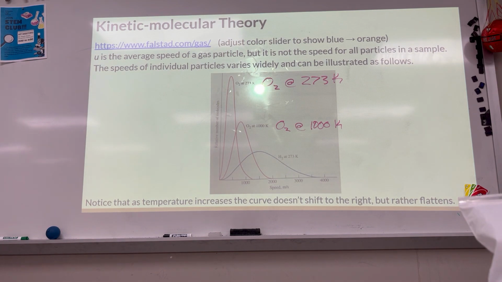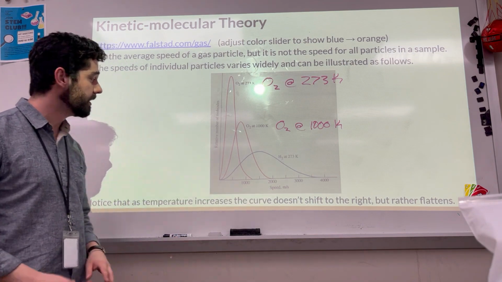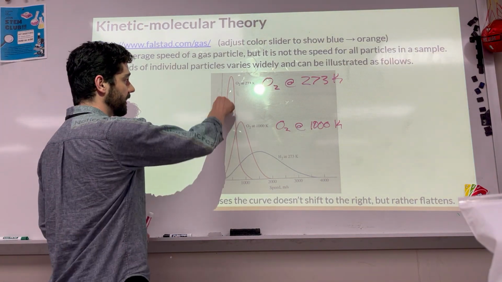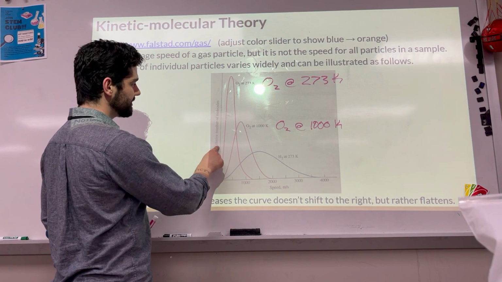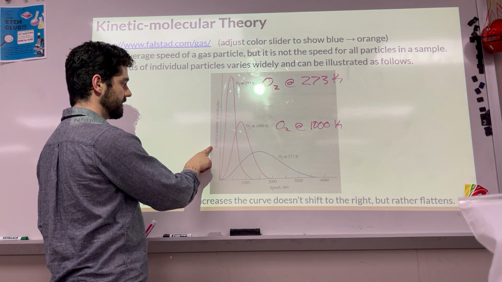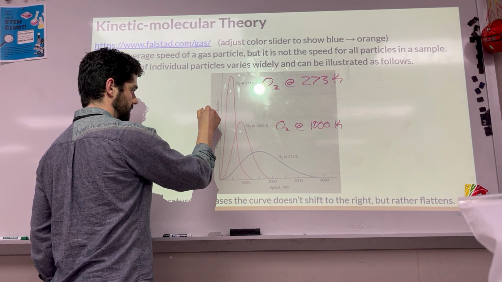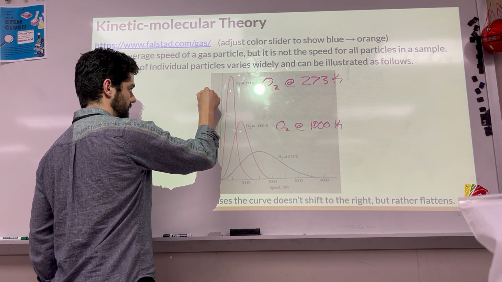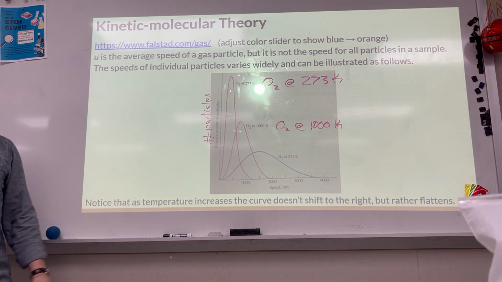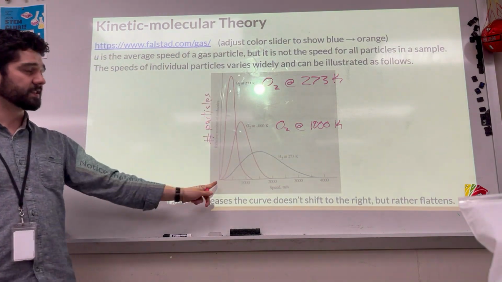What is this graph telling us about O2? What are on my axes? Temperature this way, average speed. Yep, it just says speed, so you're right. But actually, no, it is speed. I'm sorry. And this is showing all of the gas particles. No, this is not the temperature. What is this? Can you guys see this? Number of particles. The different graphs are at different temperatures, but this axis is number of particles, okay?